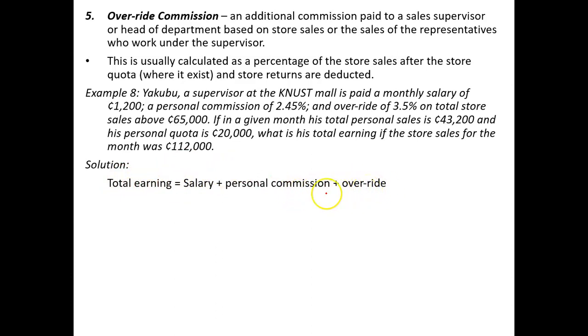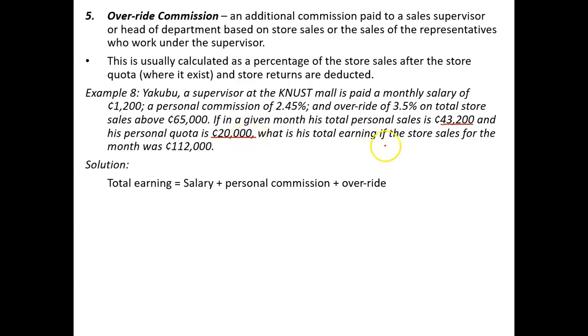Are you with me? We already know the salary, isn't it? So we need to find the personal commission and the override. Let's start with the personal commission. Now when you look at Yakubu's case, they say his personal sales was 43,200 and then his personal quota is 20,000.